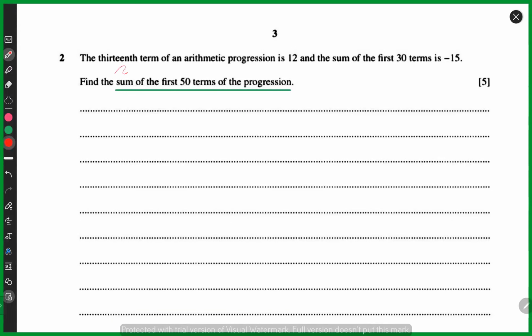The 13th term of an AP is 12. So nth term of AP is what? Yes, what is nth term of AP? It's A plus N minus 1 into D. So 13th term means N is equal to 13. So A plus 12D.